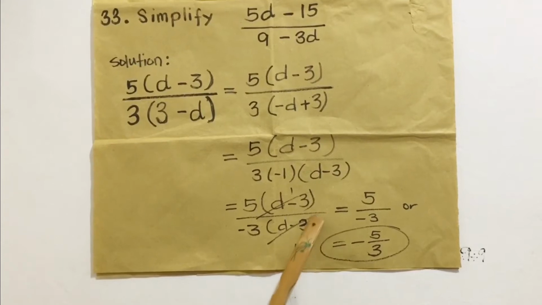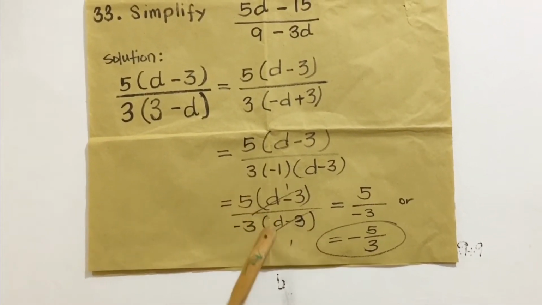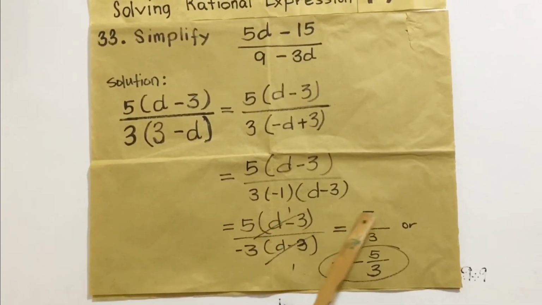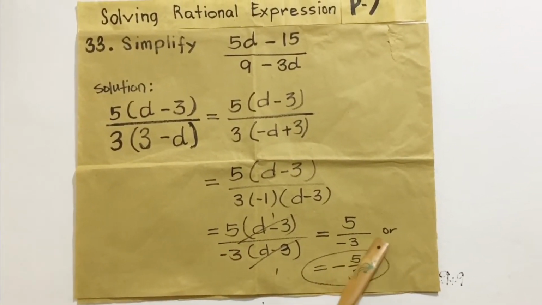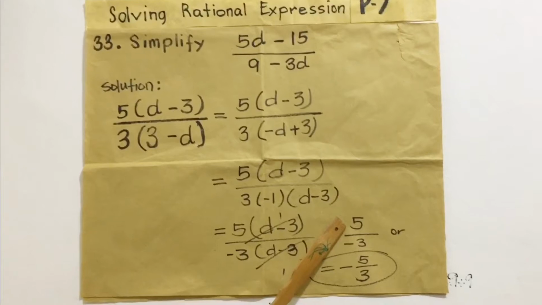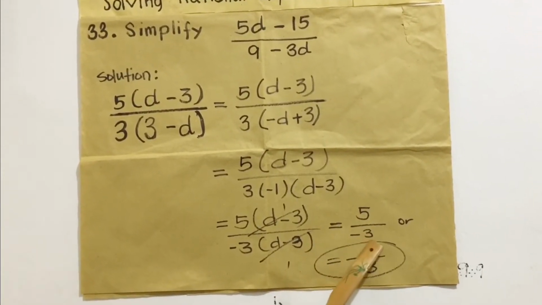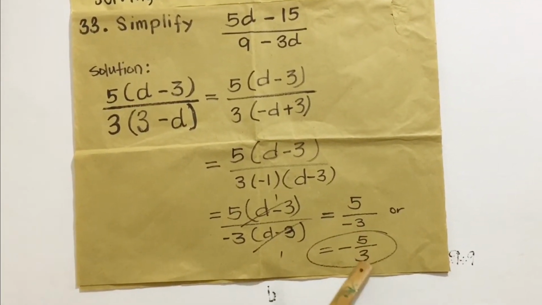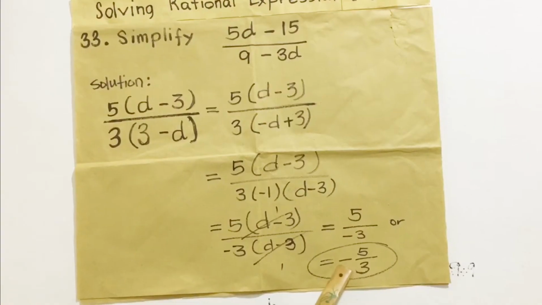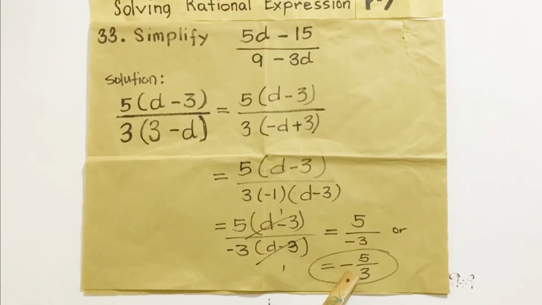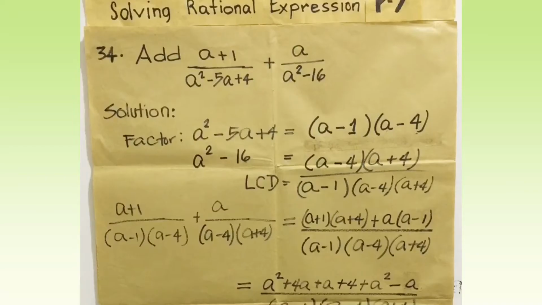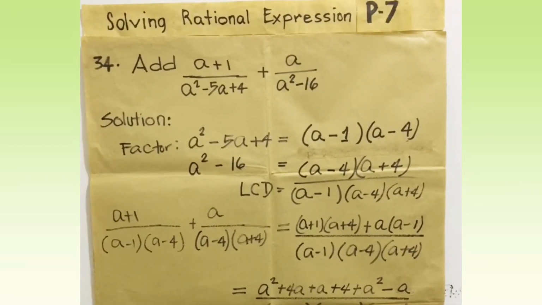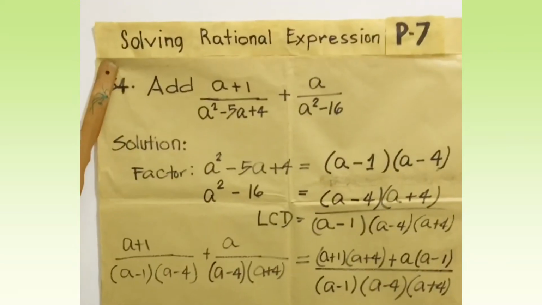Then we're going to cancel this, and the remaining is 1, 1. 5 times 1 equals 5, negative 3 times 1 equals negative 3. Or we're going to divide: positive 5 divided by negative 3 equals negative 5 over 3. We're going to write our sign at the center of this division line. That's the answer.